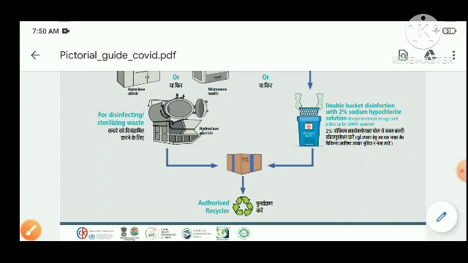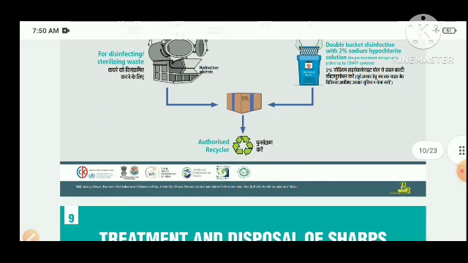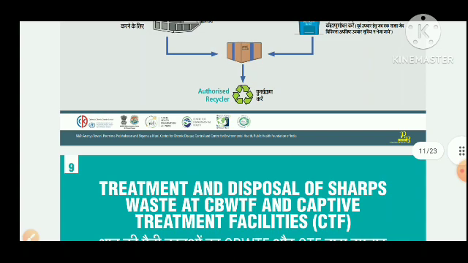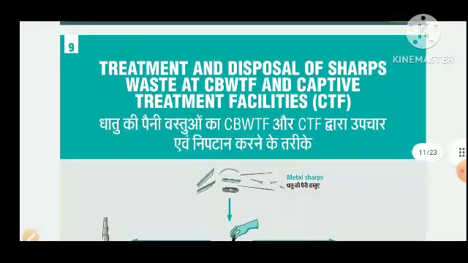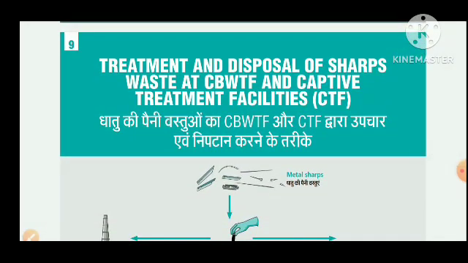Okay, moving to next, and after disinfecting it, that will be sent to the authorized recyclers that are registered at CPCB. So what is CPCB? That is the Central Pollution Control Board. Okay, moving to the next, treatment and disposal of sharp waste at treatment facilities.